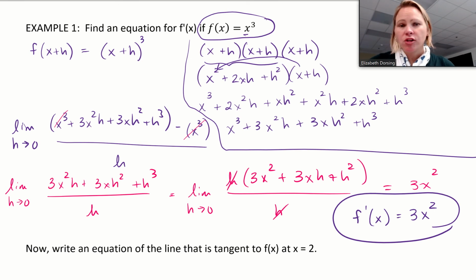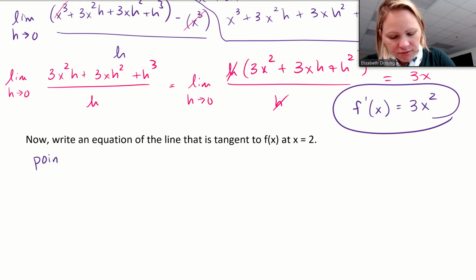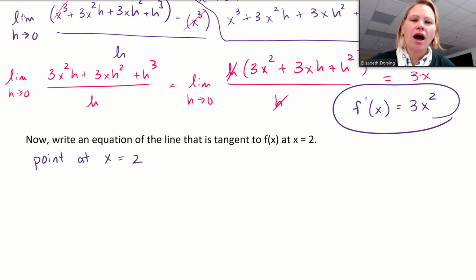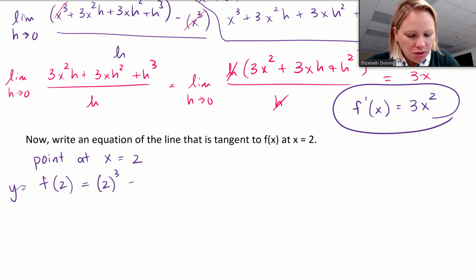So here now I have an equation. I can find the derivative anywhere, and I can write the equation of a tangent line for anywhere along my x cubed curve. So let's go ahead and do that. Let's write an equation of the line that's tangent to f of x at x equals 2. So I need a point at x equals 2. Now to find that point at x equals 2, I need to find it on the original curve. So I need to find the y value. Y is f of 2. So I'm going to plug it into the x cubed. So I have 2 cubed, that's 8. So my point is the point 2, 8.